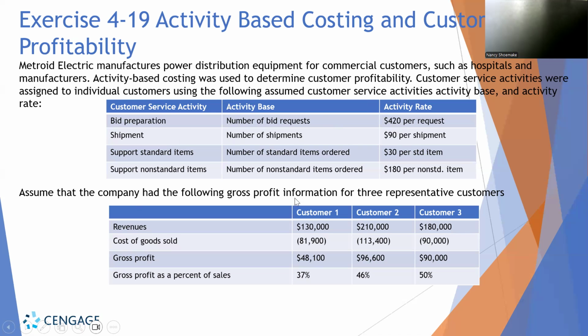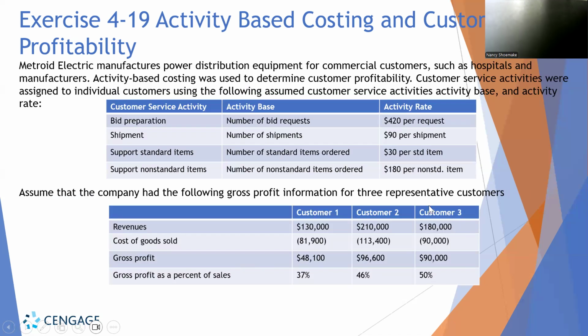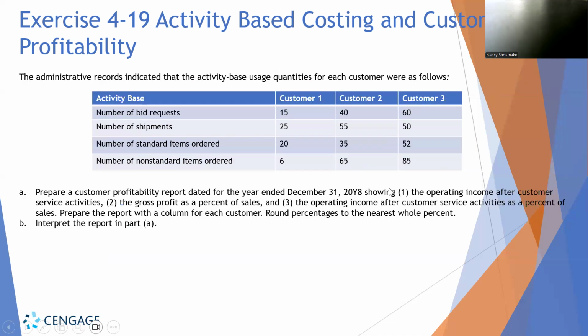Assume the company had the following gross profit information for 3 customers. So we see the revenues, we see their cost of goods sold, and we see what we receive their gross profit to be. Here we see, based on customer 1, 2, and 3, how many bid requests they had, how many shipments, how many of the standard and the non-standard. So I'll just tell you right now, customer 3, even though they look like they are making money, I bet by the time they apply these activities to this loser here, that they're going to be losing money. You know, it's like, go away, find someone else. Get what I'm saying? Because guys, look at the bid requests, the shipments, the non-standard items. All that costs money.